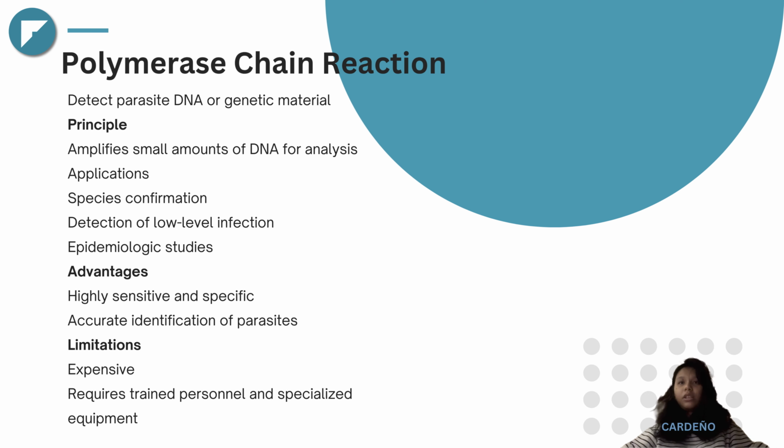PCR is a molecular diagnostic method that detects parasite DNA or genetic material. Its principle is amplification of small amounts of DNA, making even minute traces analyzable. Applications include species confirmation, detection of low-level infections, and epidemiologic studies where genetic markers are tracked.